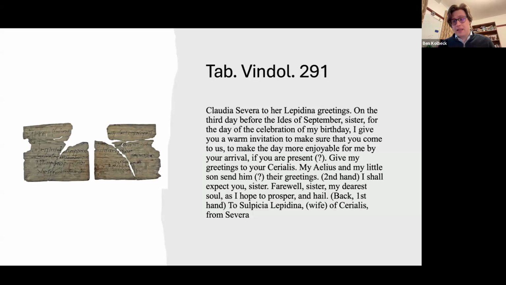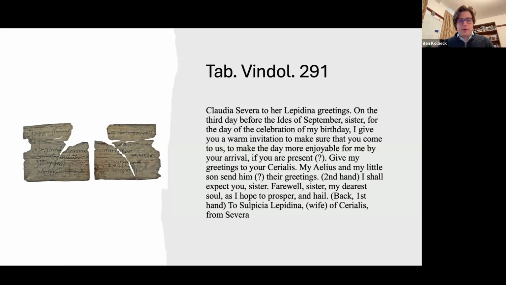And this is a birthday party invitation to the wife of Cerealis. So that's the prefect that we met before with his promotion letters, Flavius Cerealis. This is an incoming letter to his wife from another woman called Claudia Severa, who herself was the wife of Aelius Brocchus, that other prefect that Cerealis was writing to. So we're getting a sense of a quite closely bound network of commanders and their families in the region, who are clearly all calling on each other for social occasions.